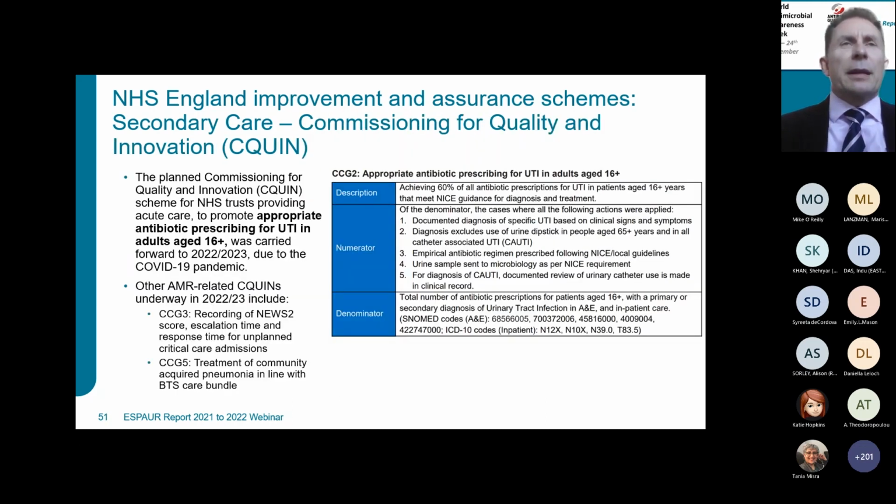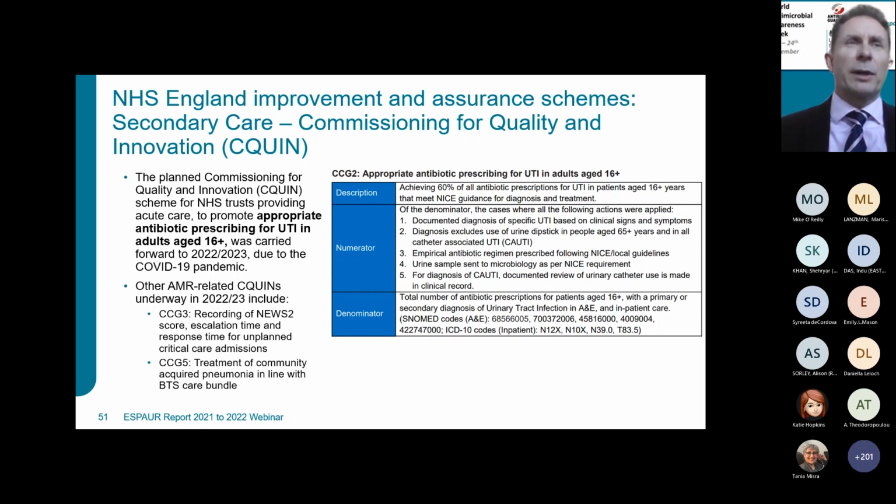And just to alert you, another important improvement and assurance scheme for hospitals, of course, is the CQUIN scheme, Commissioning for Quality and Innovation. And the CQUIN scheme has been running for a number of years, but it was suspended during the COVID pandemic. And the CQUIN that had been planned for the 21-22 year was a CQUIN to incentivize the appropriate prescribing of antibiotics for adults with UTI in hospitals. So that was instead carried forward to the current year. So that this CQUIN for adults with UTI is currently live.